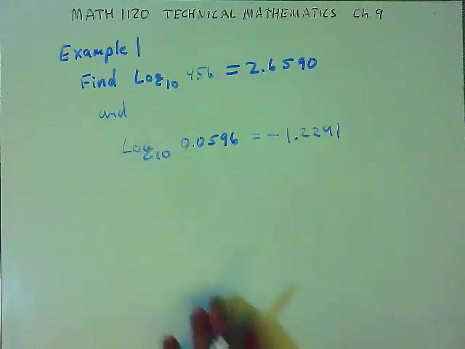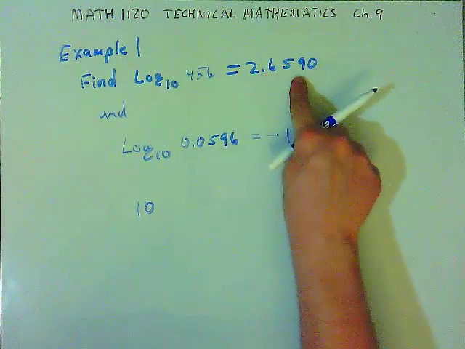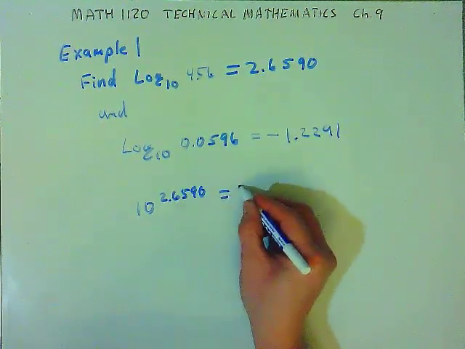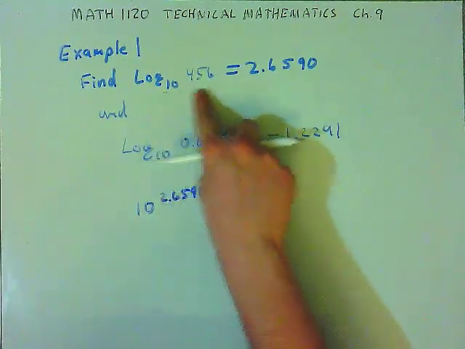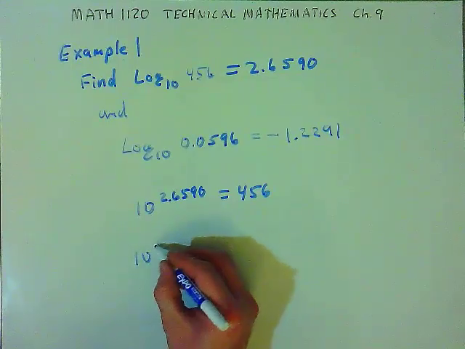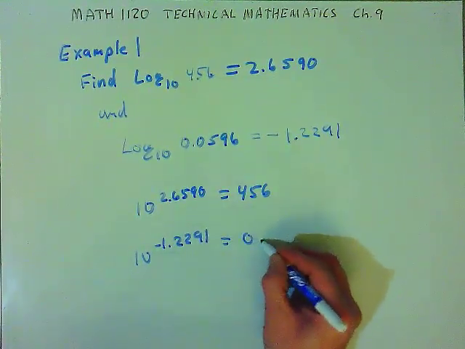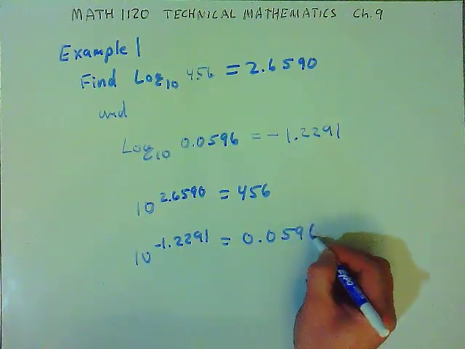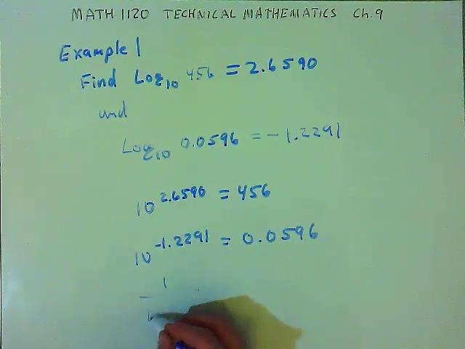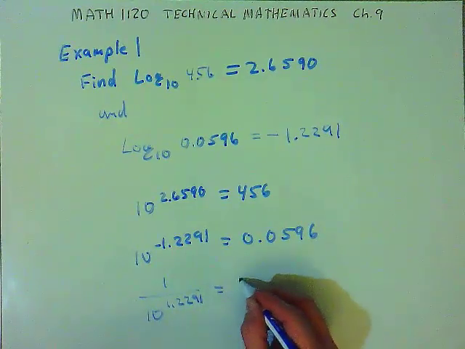I can rewrite these in exponential form. This says that 10 to the 2.6590 power is equal to 456. So that's this logarithm rewritten in exponential form. And this one says that 10 to the negative 1.2291 power is equal to 0.0596. And again, when the exponent is negative, this means 1 divided by 10 to the positive 1.2291 power. That's the exact same thing, 0.0596.